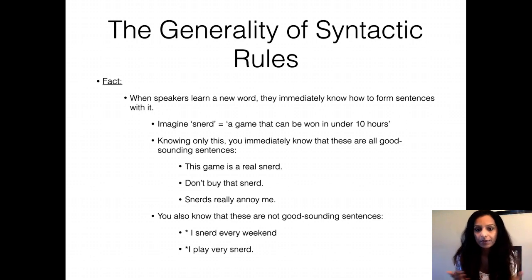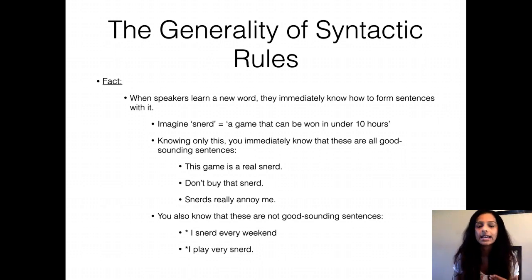And to play my favorite illustration game, I'm going to give you a new word that I made up, and the word that I have made up is snurd, and it means a game that can be won in under 10 hours. You know that: This game is a real snurd. Don't buy that snurd. Snurds really annoy me. These are all good sentences. But I snurd every weekend, I play every weekend, I play every snurd, etc. are bad sentences. And this is because of the category of snurd. This game is a real snurd is a good sentence because the category of snurd is a noun, and therefore that is a good sentence.